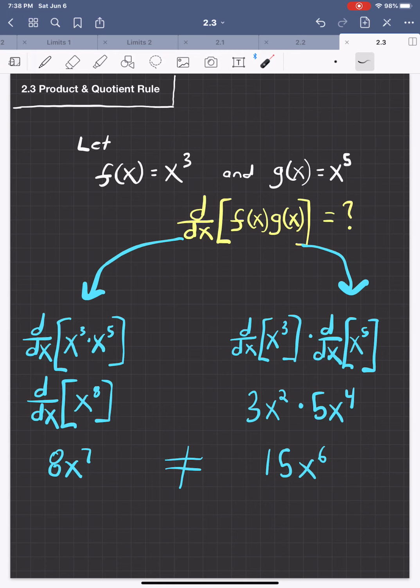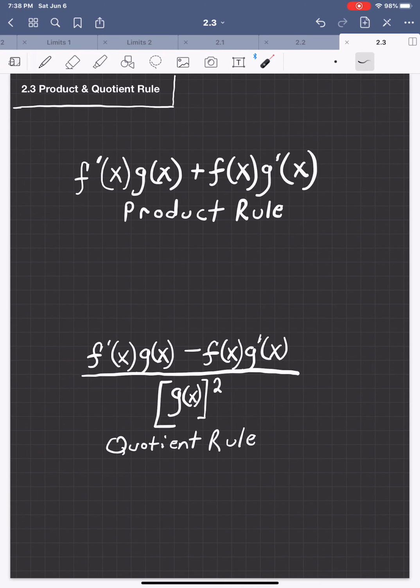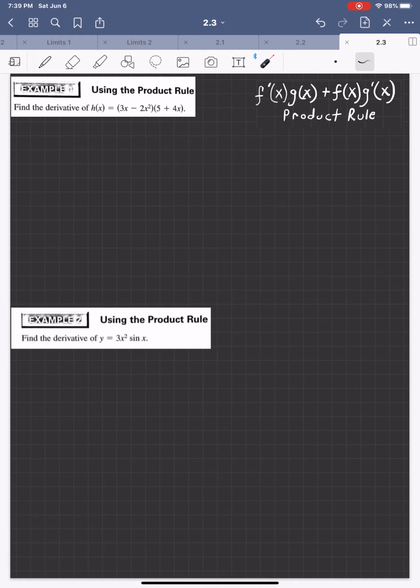And let me introduce the two rules. And I'm sure this is going to irritate you and make you cry, but I'm not going to do the proofs for the product rule or the quotient rule. So for the product rule, if you have two functions, f and g, you take f prime times g plus f times g prime. So that's the product rule. We'll come back to the quotient rule in a little bit, but let's practice the product rule.